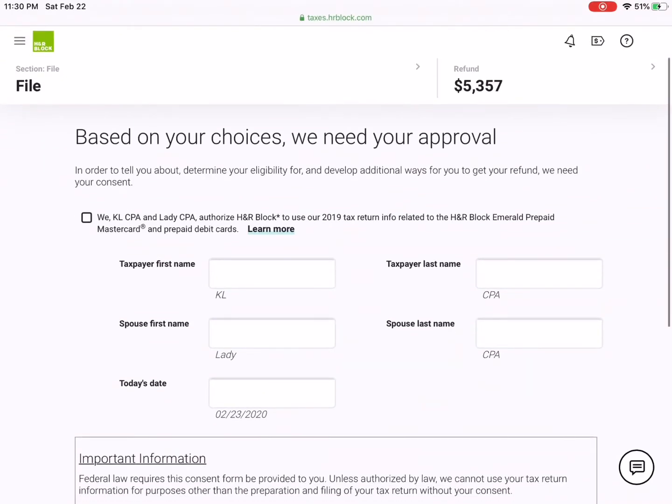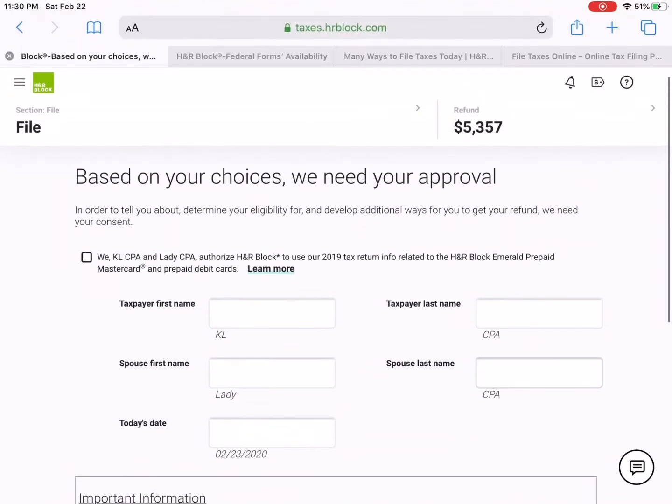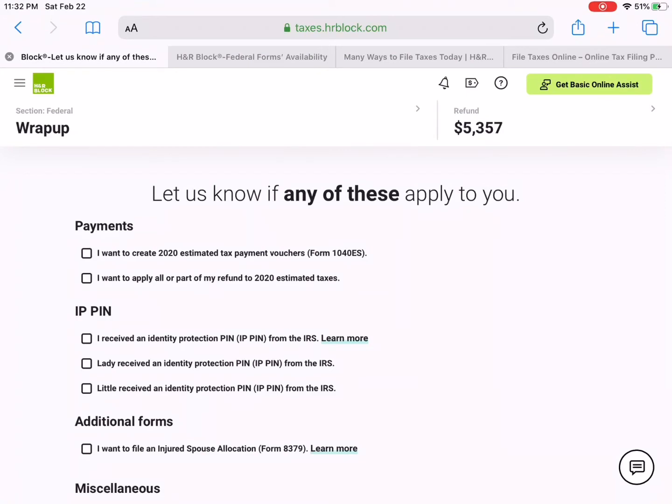And then here is the approval process that they want you to go through. It's just like any other tax preparation. You have to give them approval. Yes, what you're showing me is right. I want you to file these for me. And that's cool. Another thing that I wanted to go through is these wrap-up steps.